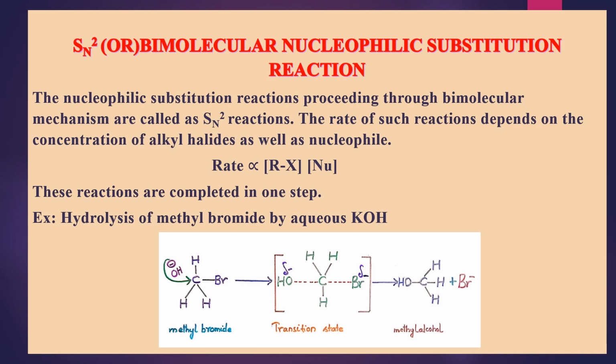So what is this one-step mechanism of SN2 reactions? Now look at the example given here, students, carefully. The example taken is hydrolysis of methyl bromide by aqueous KOH. CH3Br is called methyl bromide. What is the meaning of aqueous KOH? KOH is potassium hydroxide, plus water; that is called aqueous KOH.